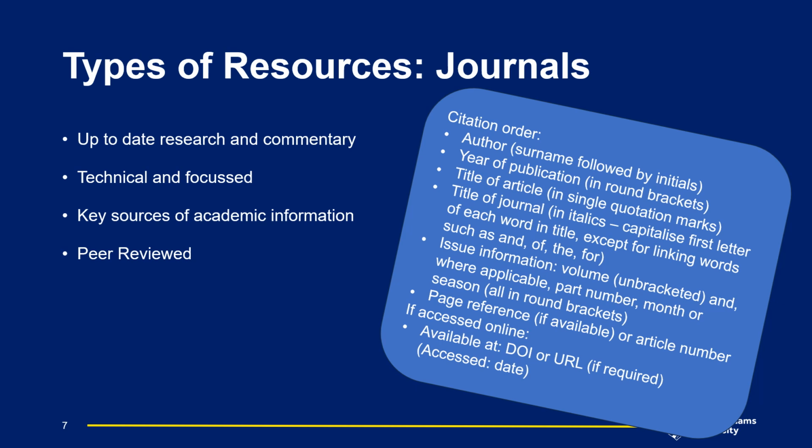Using journals as a resource will give you up-to-date research and commentary. They're usually more current than books because they're published more regularly. A journal will cover a specific subject area and publish articles related to it. Most of the journals we have in the library will be available online. You will also find that journals are more technical and focused than, for example, a book. They will cover one particular topic in great detail.